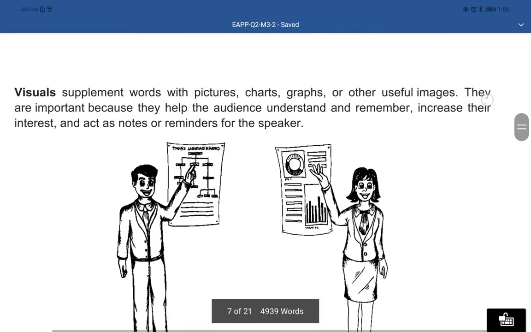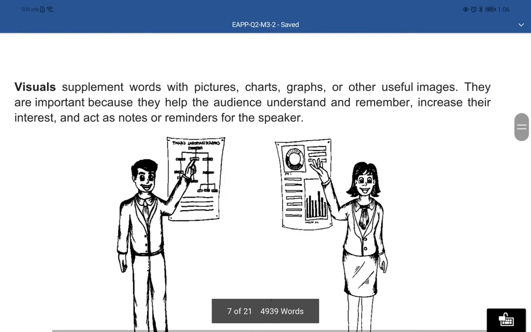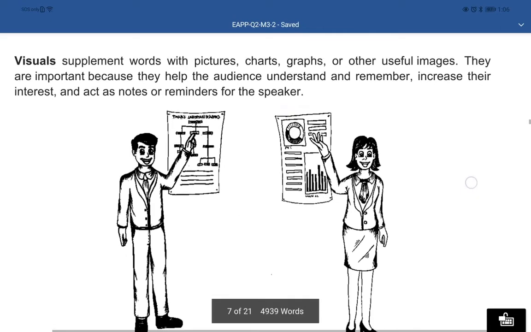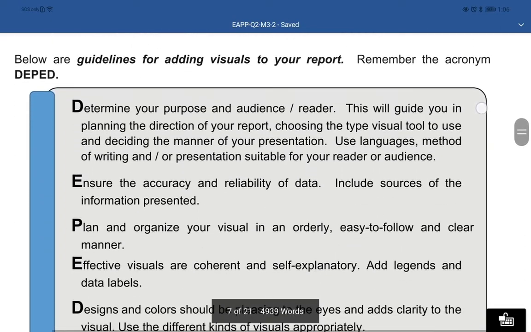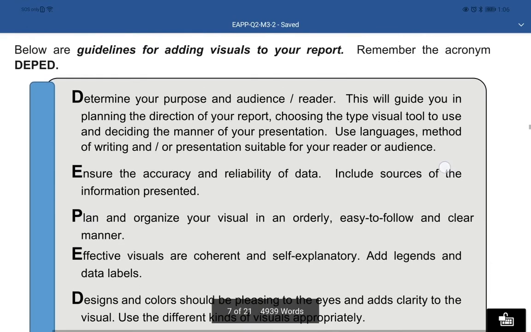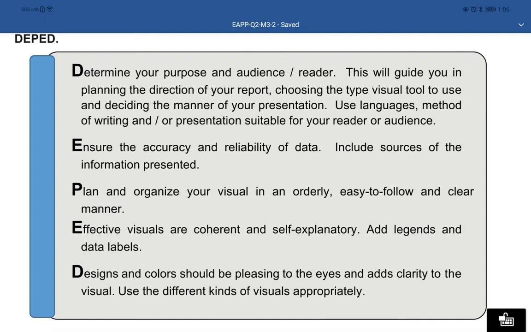So, ito yun. Meron tayong tables, charts, graph, diagrams, infographics. Pag sinabing infographics, images and text. And then, maps. Yung mga maps, yung mga word maps lang naman, concept maps, mga ganyan. So, let's discuss them one by one. Madaling-madali lang to. So, visuals again. Visuals supplement words with pictures, charts, graphs. Yung sinasabi ko kanina. Okay?